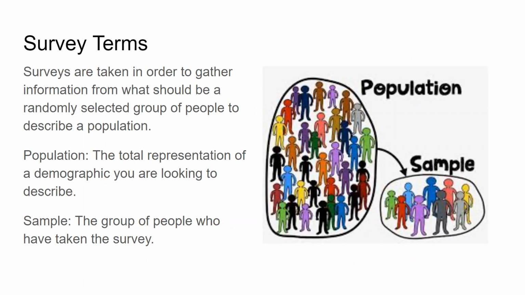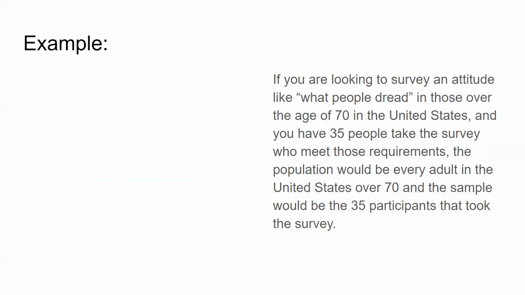So some important terms to understand. Surveys are taken in order to gather information from what should be a randomly selected group of people to describe a population. Population is the total representation of a demographic you are looking to describe, and a sample is the group of people who have taken the survey that will represent that population. For example, if you're looking to survey an attitude like what people dread in those over the age of 70 in the United States, and you have 35 people who take the survey who meet those requirements, the population would be every adult in the United States over 70, and the sample would be the 35 participants that took the survey.